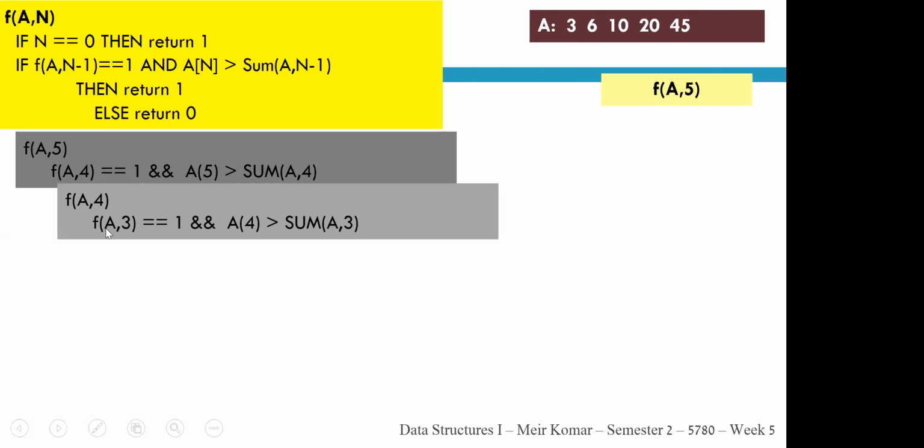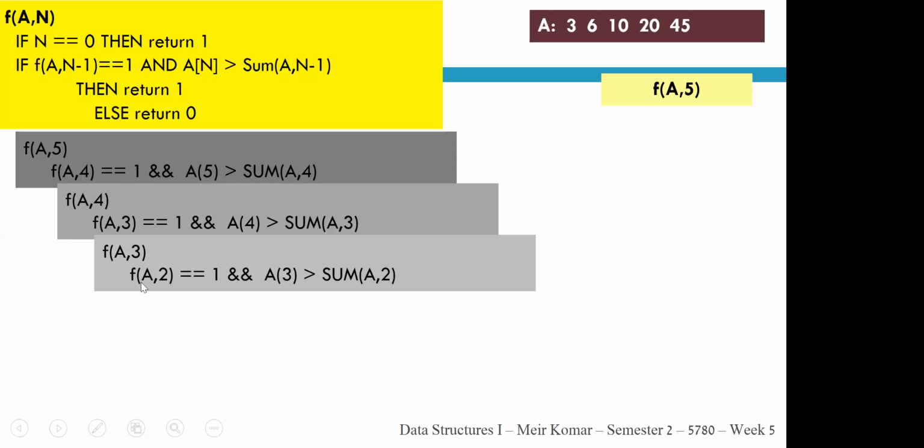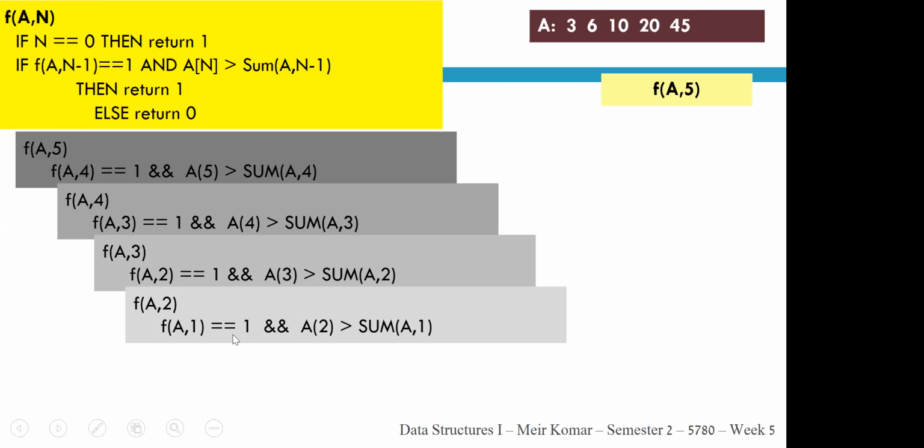f of A4 is: f of A3 is equal to 1, and A4 is greater than the sum of A3. If I have this answer, I can return it to him. If this is true or false, I'll return 1 or 0 here, and he'll get the value. I'll say, okay, let's figure out what this is. What's f of A3? It's A2. I'll figure this out and return you a value. But wait, A2 is A1. What's A1?